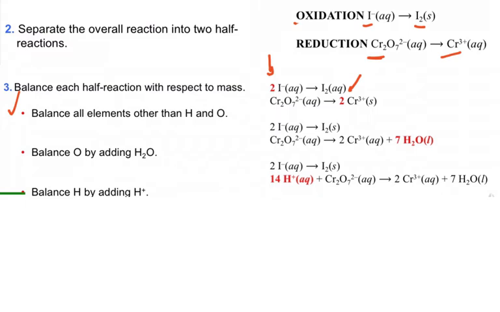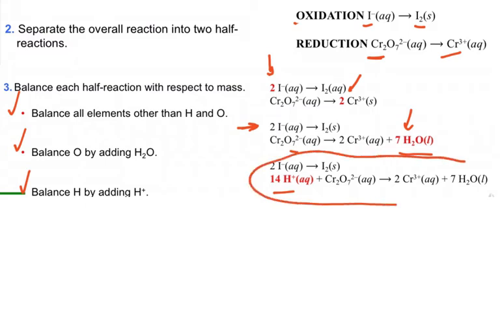Then, let's balance oxygens. Well, the oxidation reaction has no oxygens, so we're pretty much done with this one. But there are 7 oxygens here, so we got to add 7 waters on the other side. And now the oxygens are balanced. Let's continue with our checklist. Now we got to balance the hydrogens. Well, the oxidation reaction has no hydrogens, so that one's completely done. But notice that when we put the 7 waters, we have 14 hydrogens. So we're going to have to put 14 hydrogens on the left side to balance the hydrogens in the water. So now we have these two balanced.